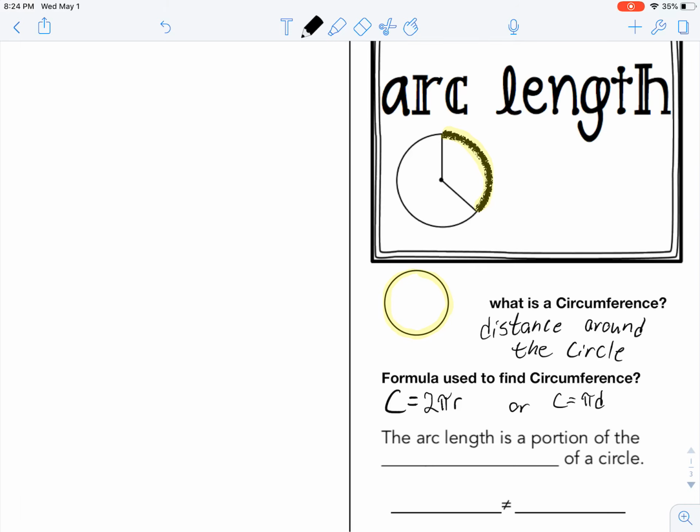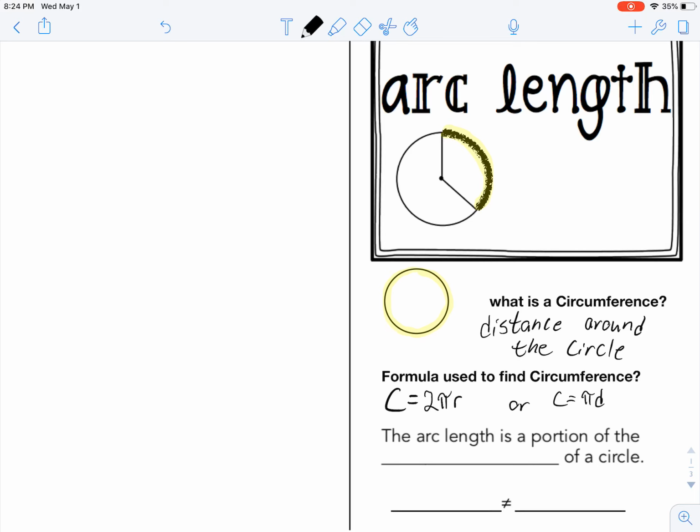So for the circumference, we need the radius. That's from the center to the edge. So in that circle on the top, underneath the word arc length, let's label our radius. If you notice on that top circle, I have a portion of that. I have an arc. If you remember about yesterday and the day before, we were talking about arcs having measures of angles, and that is talking about this part right here. That has a certain measure. So we're going to use that.